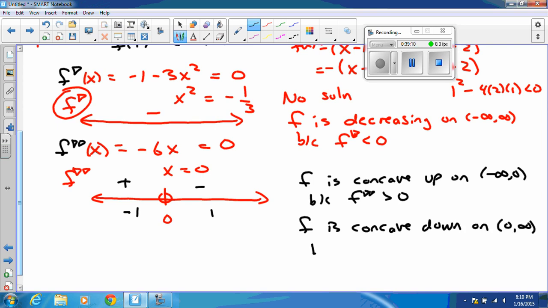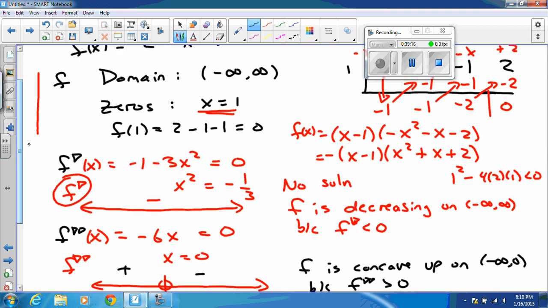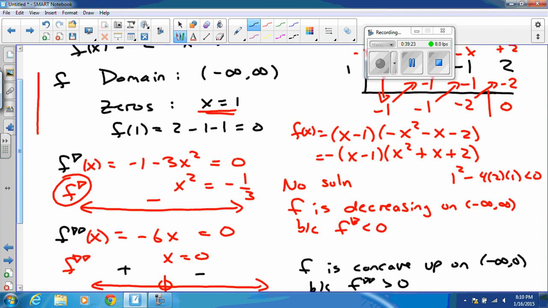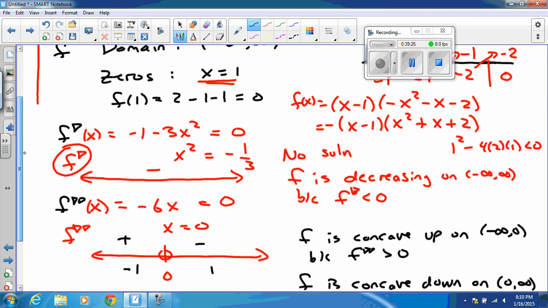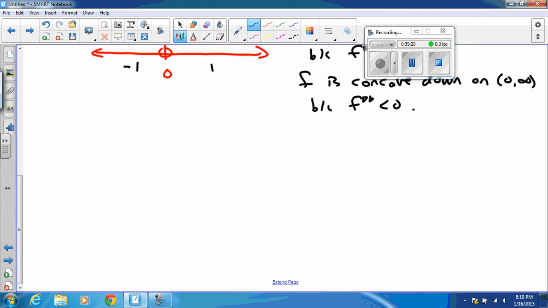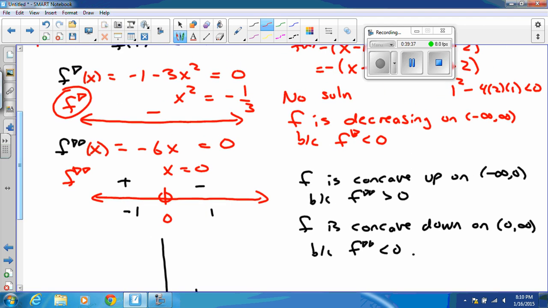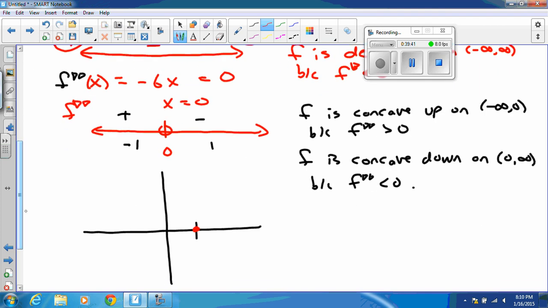So f is concave up on negative infinity to 0, because f double prime is greater than 0. And f is concave down on 0 to infinity, because f double prime is less than 0. And this is enough information to get a really good sketch of our graph of f.